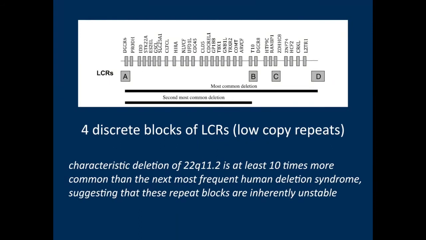Again, there are 4 discrete blocks within the gene, A, B, C, and D, which include low copy repeats, and the characteristic deletion includes the full A to D spectrum. The second most common is the A to B.